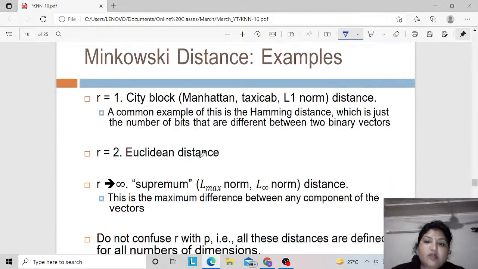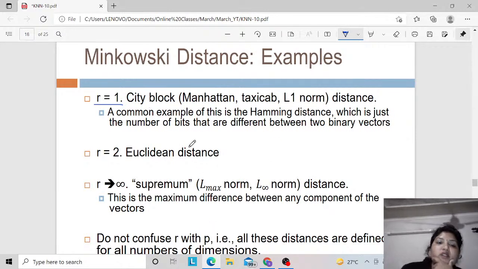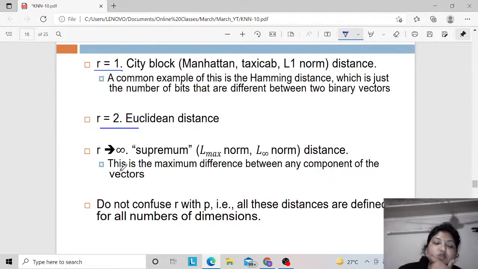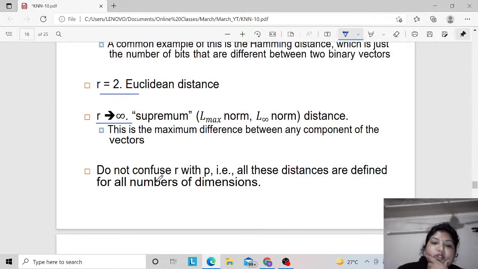Now let us take one example. r equals 1 is the Manhattan, taxicab, or L1 norm distance. A common example is the Hamming distance, which is just the number of bits that are different between two binary vectors. For r equals 2, it is the Euclidean distance, and as r tends to infinity, it is the L max norm, or L infinity norm distance. This is the maximum difference between any component of the vectors, right?